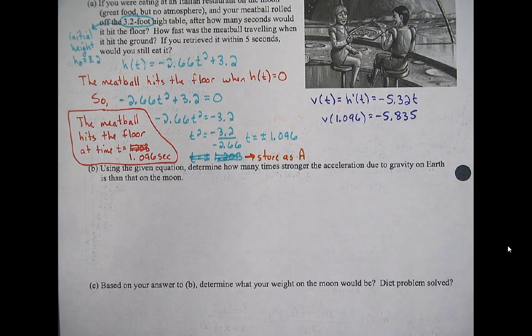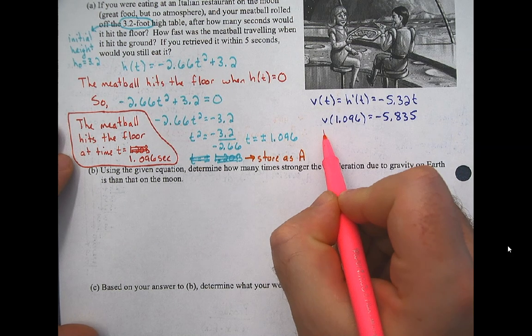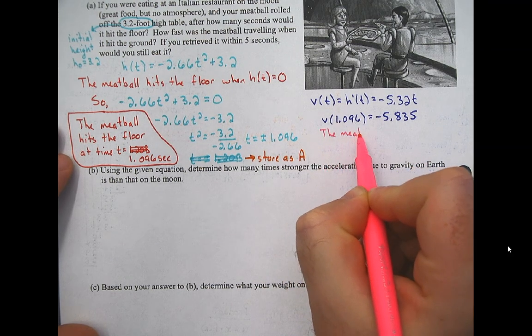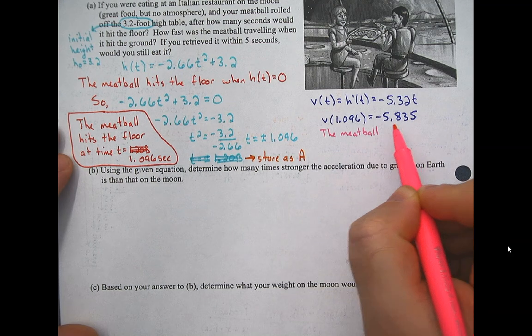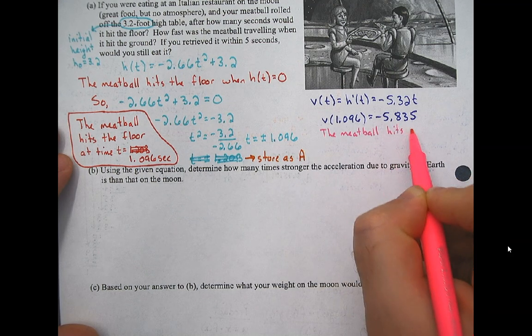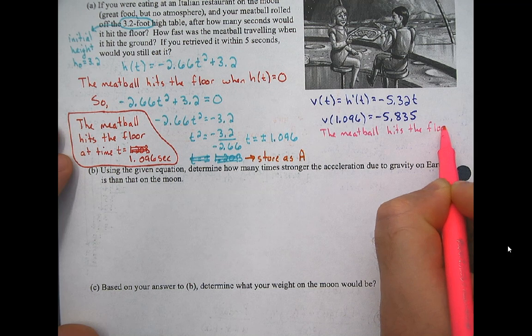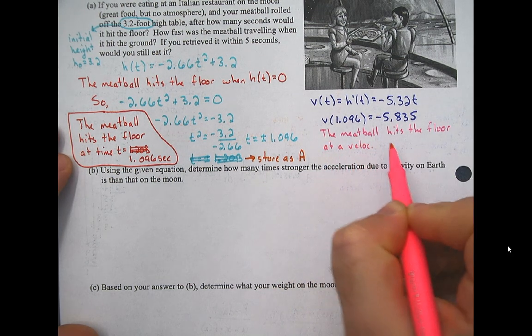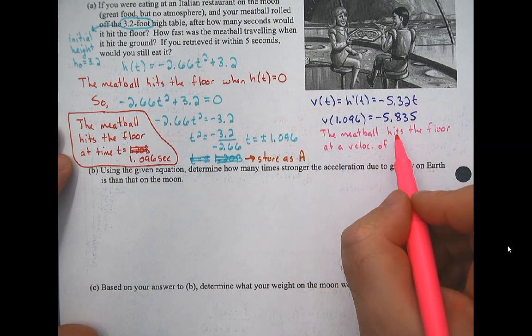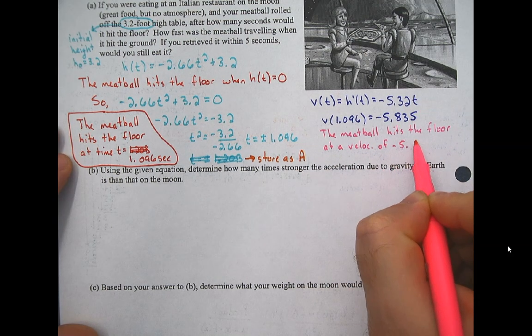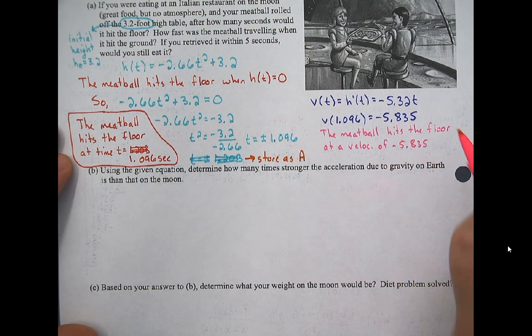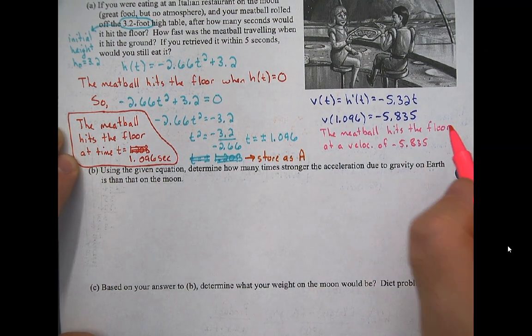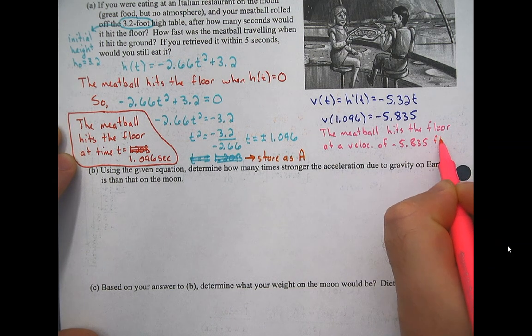Okay, so let's do a nice little write-up on this so it looks nice and neat and organized. So we'd say something like the meatball hits the floor at a velocity of negative 5.835, and then you got to put units on this. This velocity is feet per second.